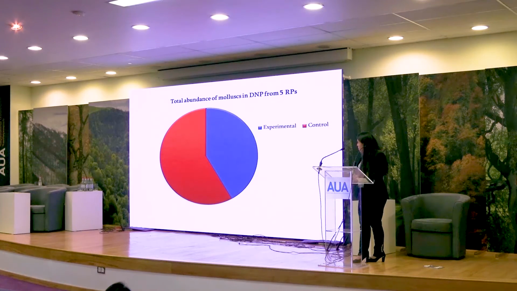So this is kind of summarizing the total abundance of mollusks from the points. As you can see, the abundance of species is higher in control areas than in experimental ones.